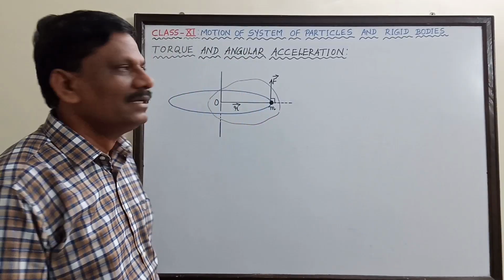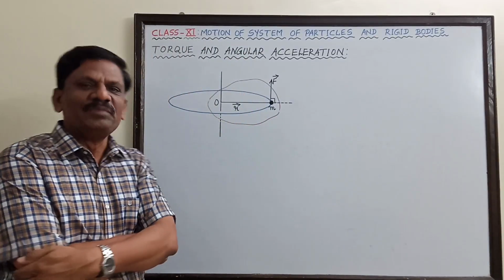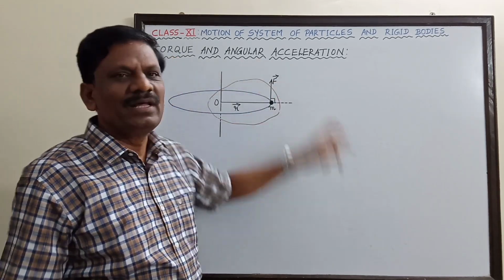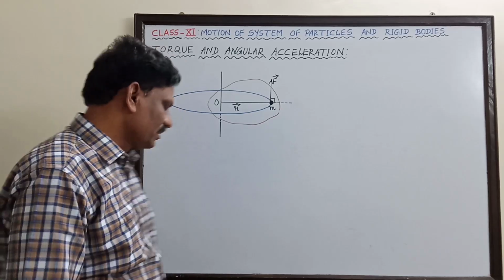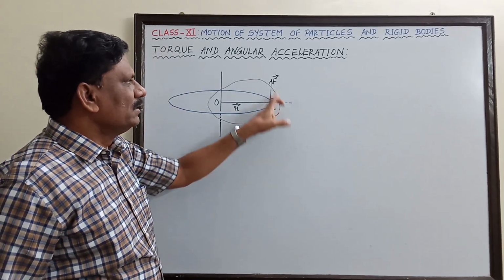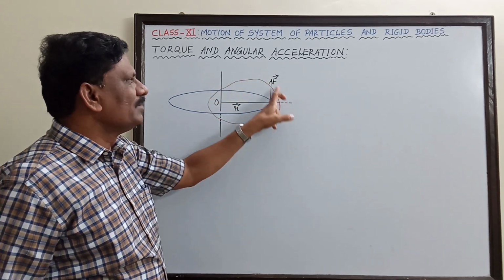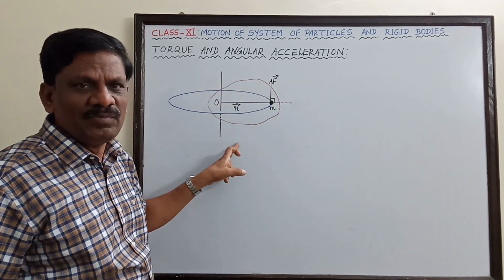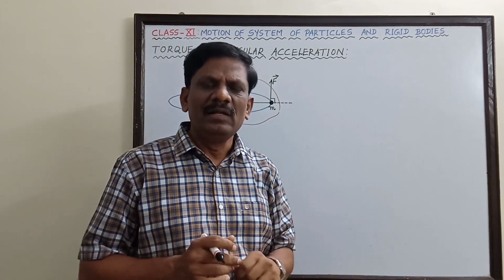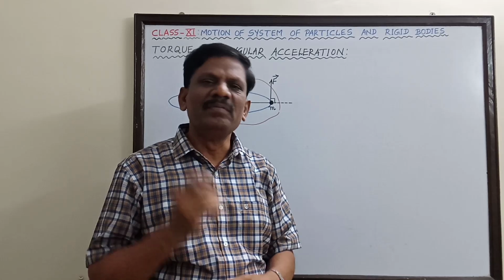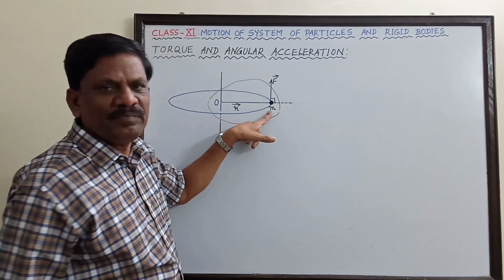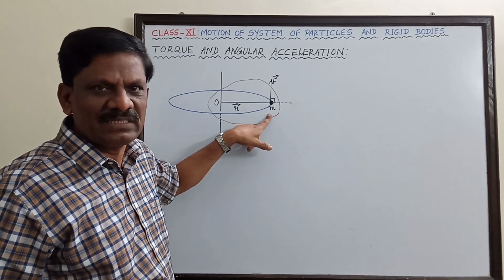Hi students, now we are going to derive the relation between torque acting on a body and its angular acceleration. For that, let us consider this rigid body represented by the red outline. It is assumed to be made up of so many point masses, elementary masses. One such point mass, of mass m, I have represented.